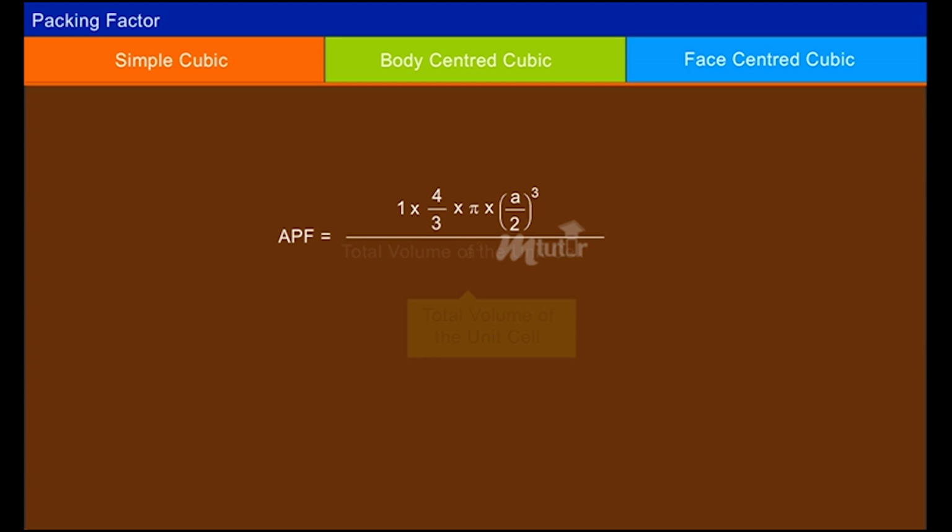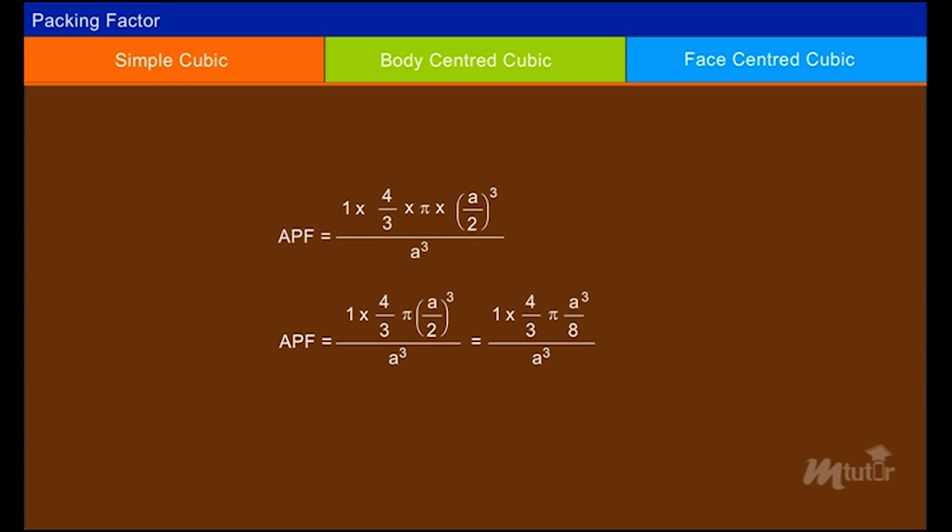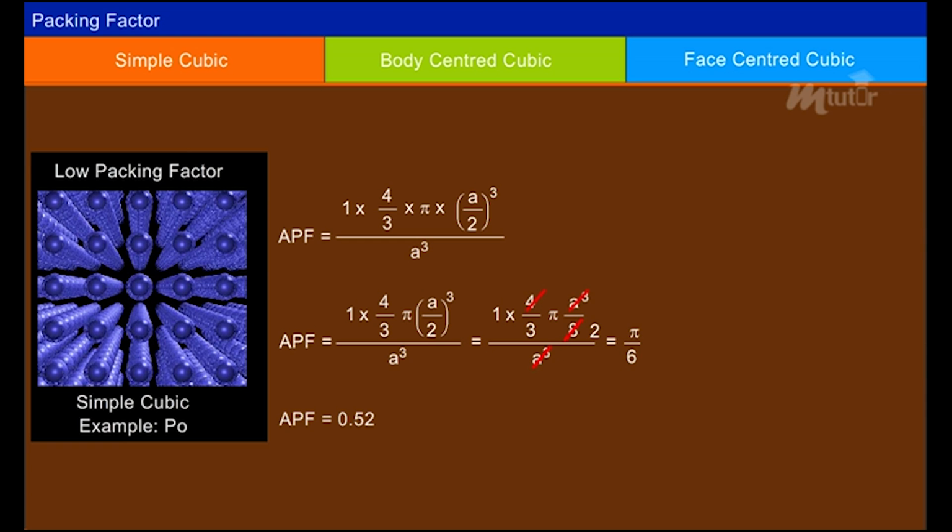The volume of the unit cell is a cubed. On further simplifying the equation, the packing fraction reduces to pi/6, which is equal to 0.52. This value of packing fraction for simple cubic clearly depicts that only 52% of the volume is utilized by the atoms.